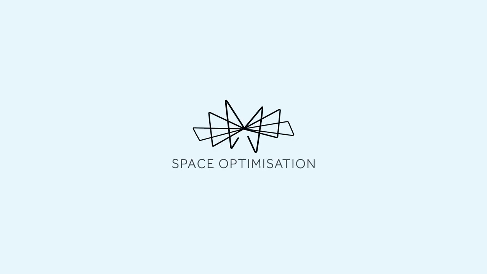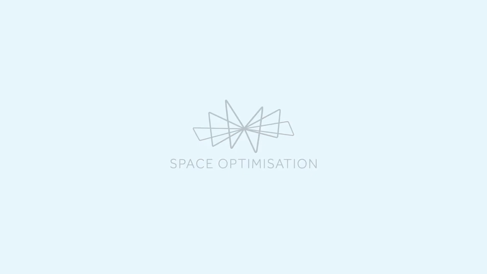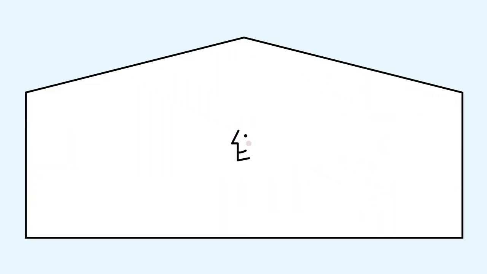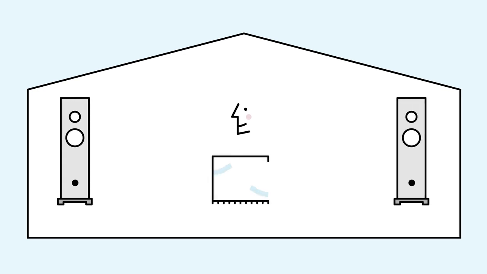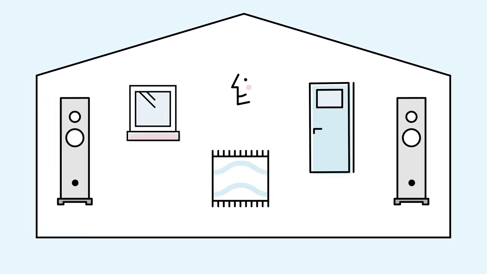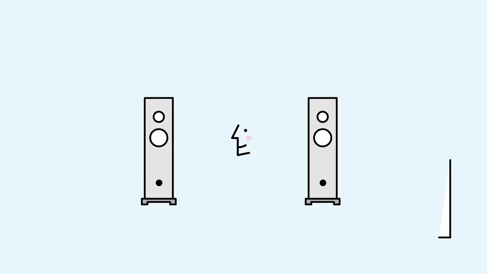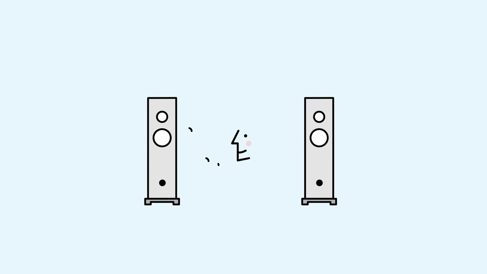Every Linn DS player features space optimization technology. Space optimization builds an acoustic model of your room based on your speakers, their positioning, and the unique characteristics of your listening environment. Using this model, performance is optimized to remove the unwanted effects of your room, revealing the true sound of the music.